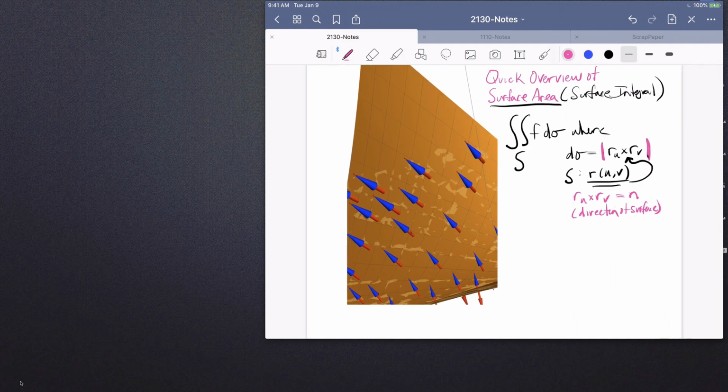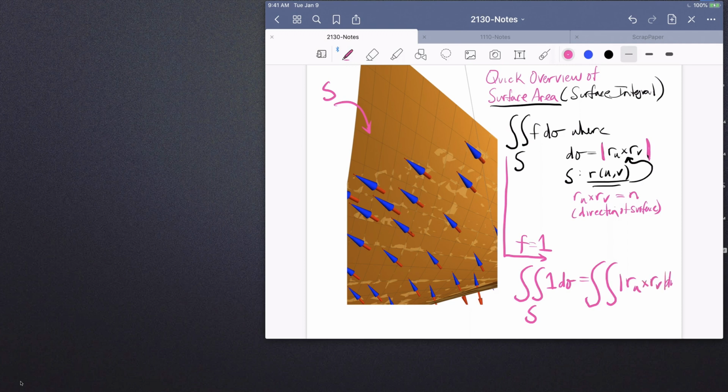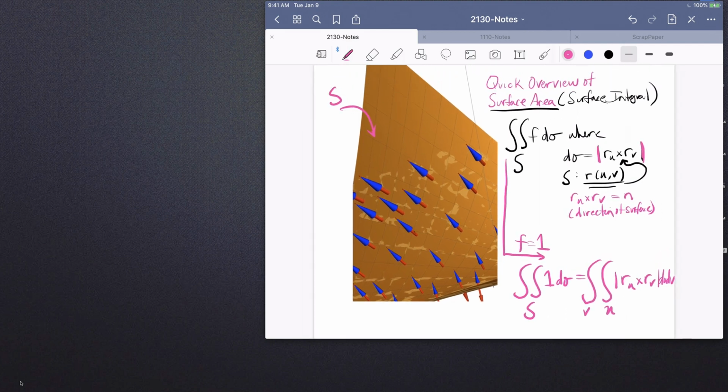Okay, and the question is to kind of get an idea of where the surface area fits in. If we take this surface integral and specify it to the scalar function f is equal to 1, we will get a double integral over the surface. Here is the surface in orange, right? We will integrate 1 d sigma, and that simplifies to the magnitude of R_u cross R_v du dv, where you integrate over u and v, where you know what the parameters u and v are, or can be found in the problem.